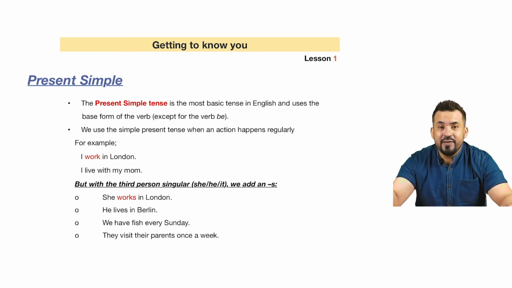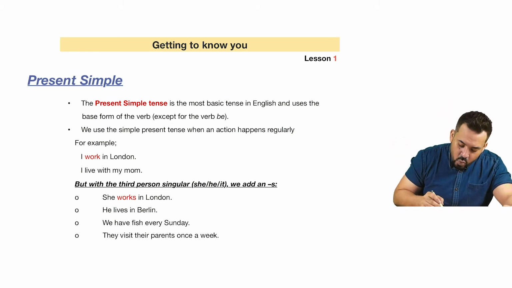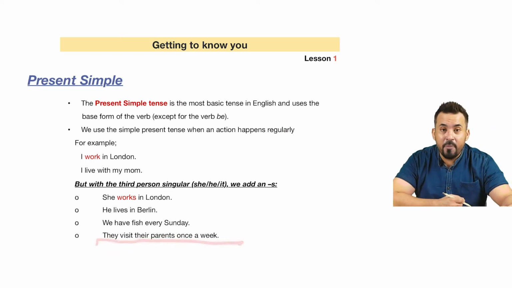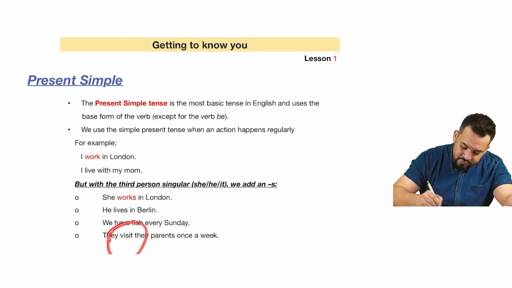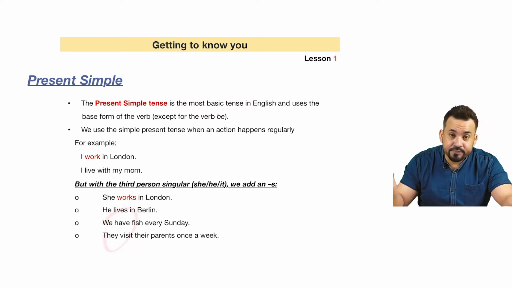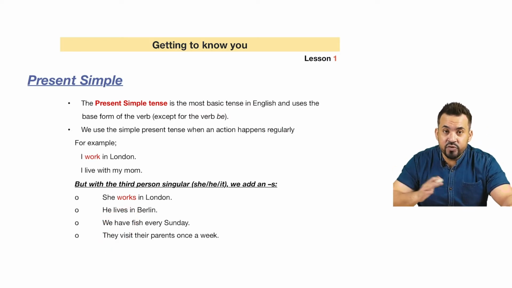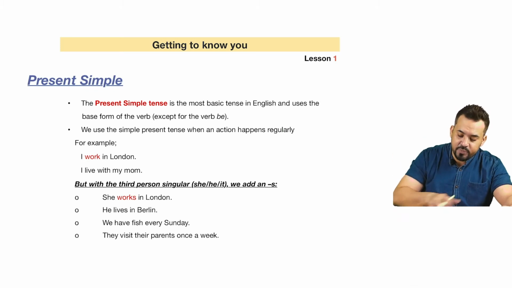Now, if we have we, it is plural. That means we don't need to add an S to the verb. We have fish every Sunday. They visit their parents once a week. So visit, have. We always use the verb without an S because it's plural.